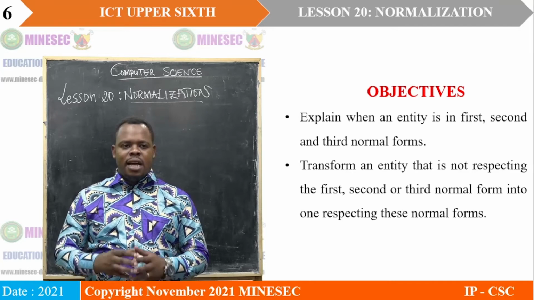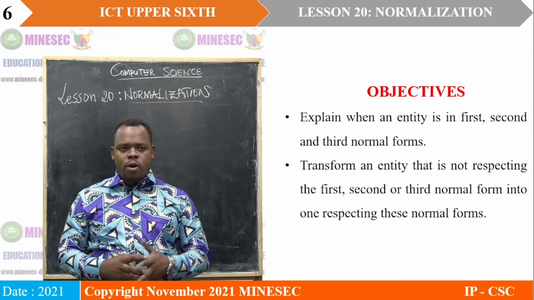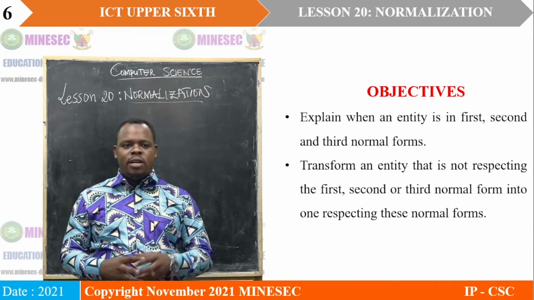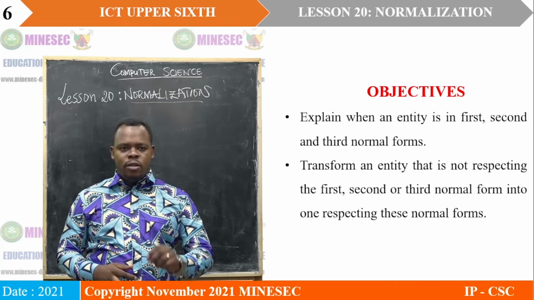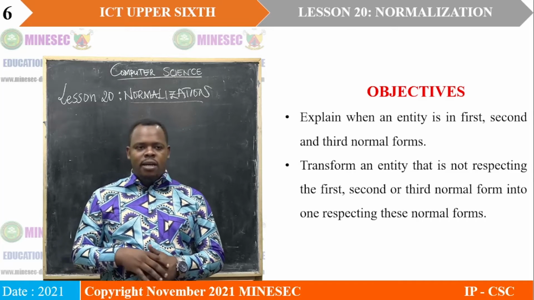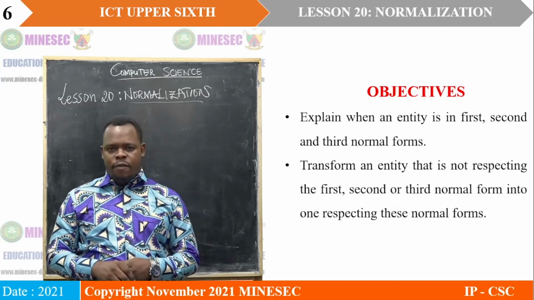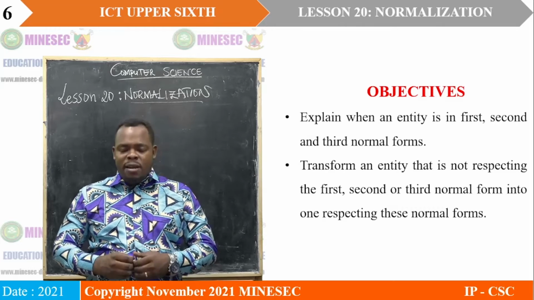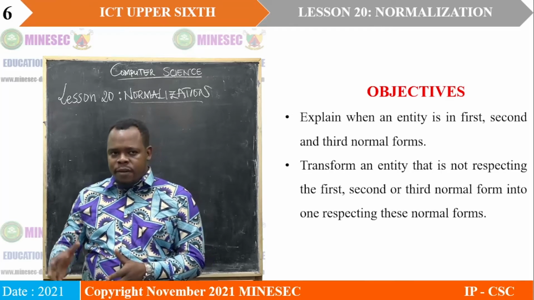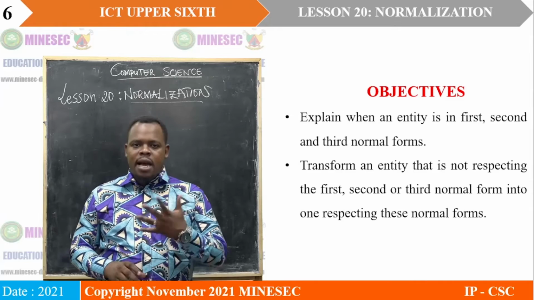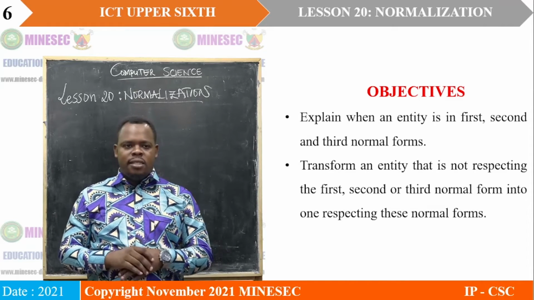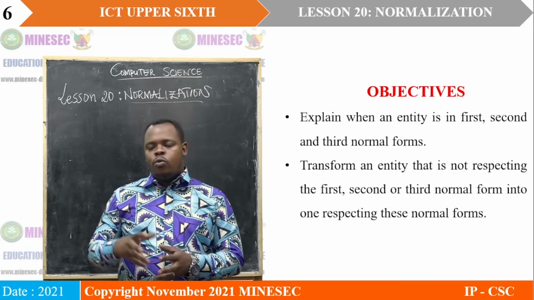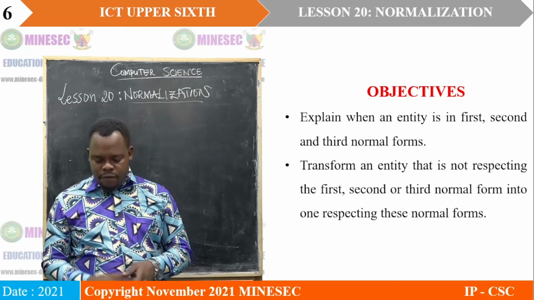At the end of this lesson, you should be able to explain what an entity in first, second, and third normal form is. Also, you should be able to transform an entity that is not respecting the first, second, or third normal form into one respecting these normal forms. So your first objective, like I said, you should be able to explain when an entity is in first, second, or third normal form. And the second one, transform an entity that is not respecting the first, second, and third normal form into one that respects those different normal forms.